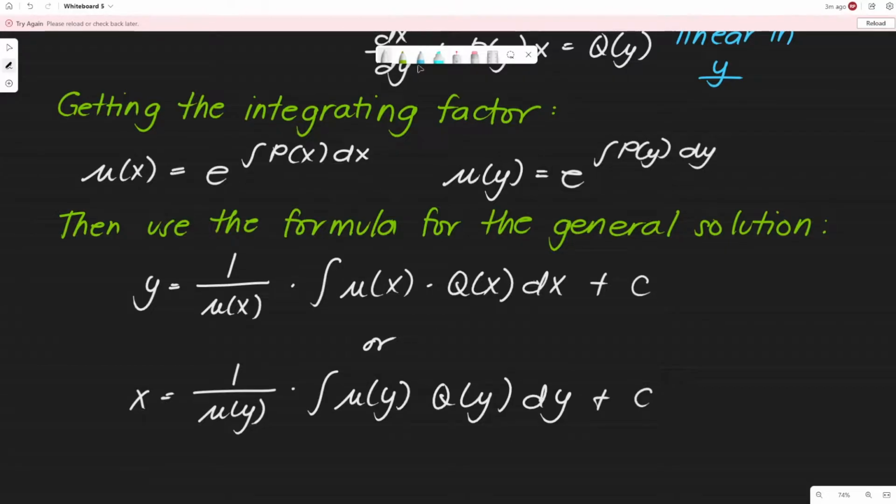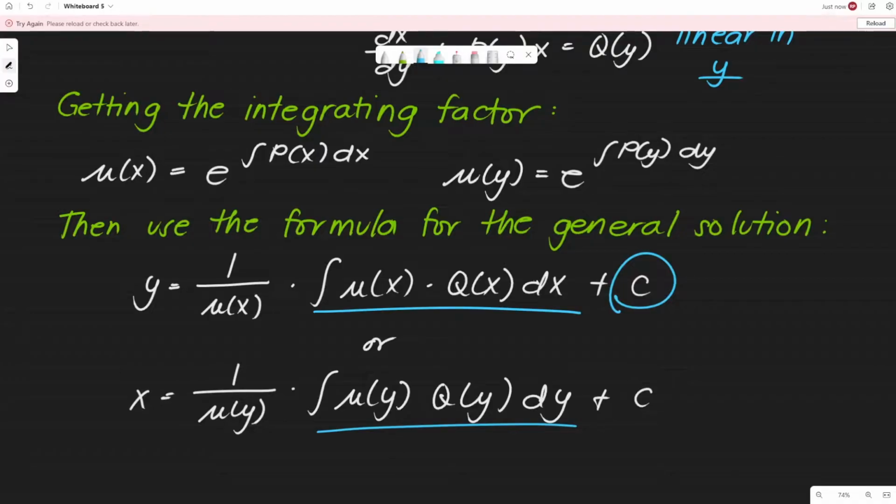Take note, when we are solving for the integral, for example the integral of mu of x, q of x dx, we're not going to add plus c anymore, because we're just evaluating this integral, not evaluating the entirety of the differential equation as if it is an integral. That is why we already have a plus c up front, as you can notice. So again, no plus c when evaluating the integral of mu of x, q of x dx, or even the integral of mu of y, q of y dy.